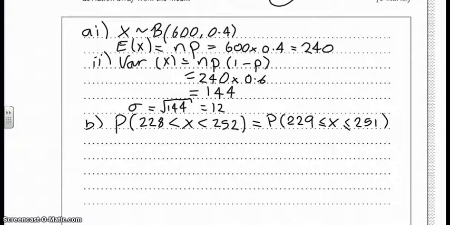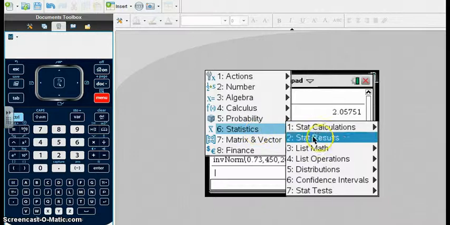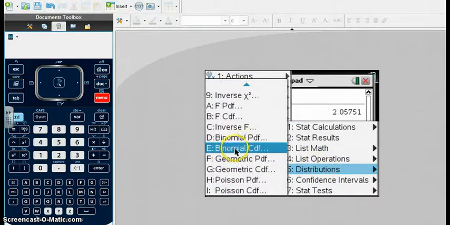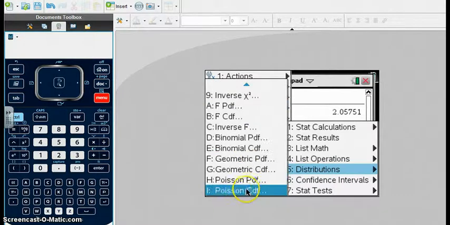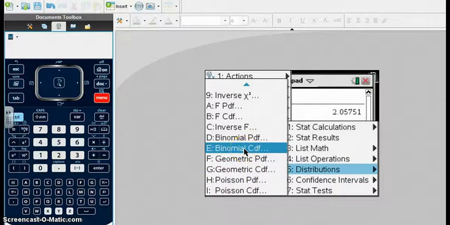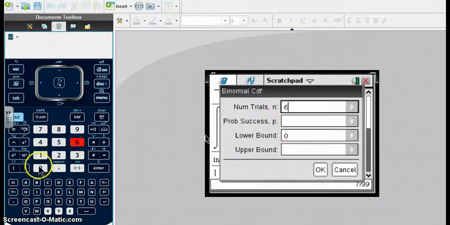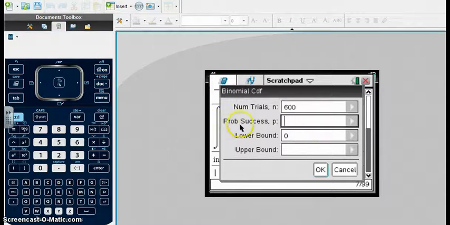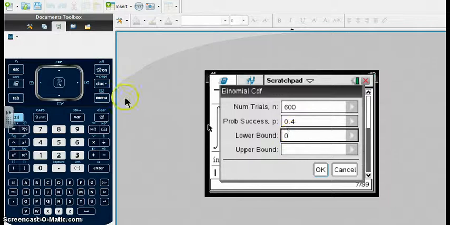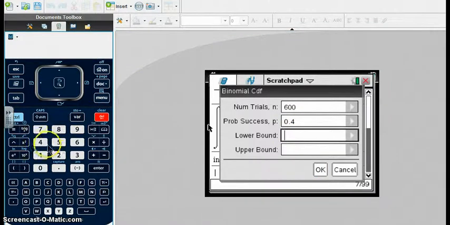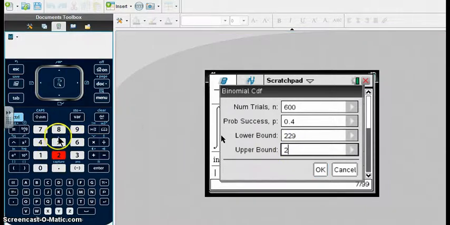We'll use our graphical calculator, our second best friend. So again it's statistics, again it's a distribution. This one is further down, binomial, and it is a cumulative distribution that we want. So number of trials is 600, an awful lot of trials. Probability of success, we've already seen, is 0.4. The lower bound, now remember this is less than or equal to, so that is 229. And the upper bound is 251.